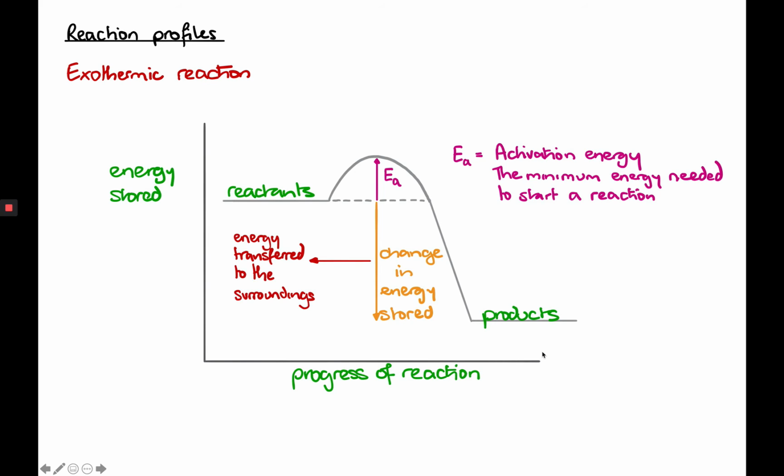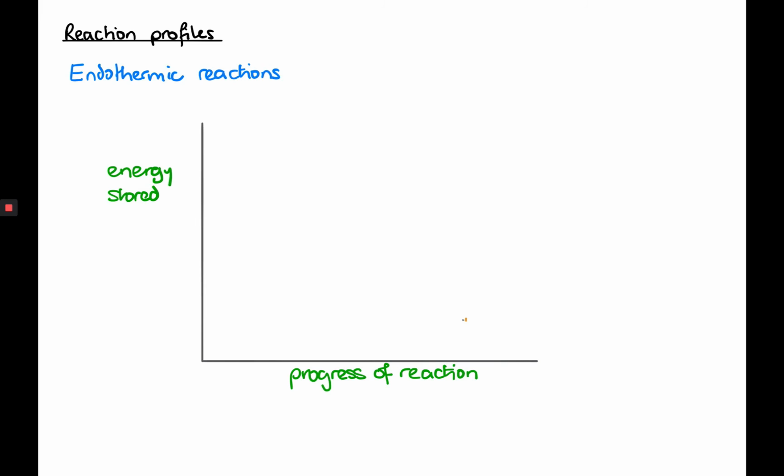Okay, so let's see how an endothermic reaction profile compares. The main initial difference is that whereas with the exothermic, the chemical store of the reactants was greater than that of the products, here in an endothermic reaction, the chemical store of the products is greater than that of the reactants. So our chemical store is increasing during the course of the reaction.